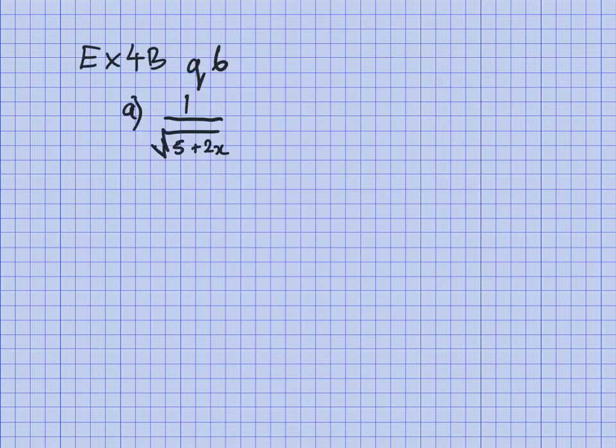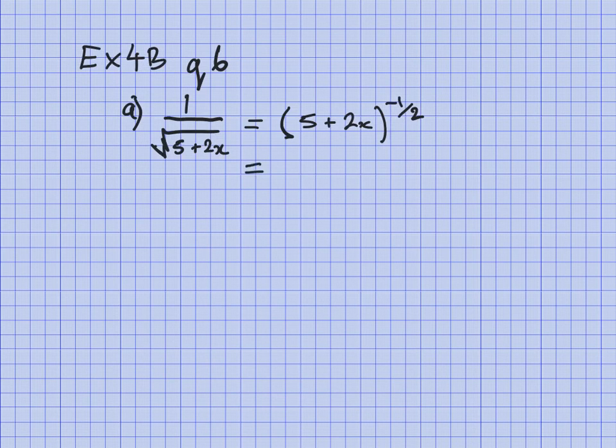Okay, so we're going to expand 1 over root 5 plus 2x. The first thing to do here is to rewrite this in linear form. So this is 5 plus 2x to the power of minus a half. And we're going to find the first couple of terms here. Is it the first 3 terms up to x squared?